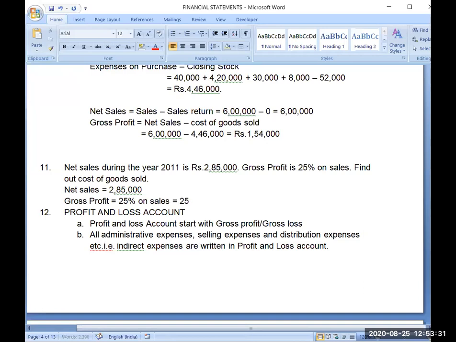So can we calculate it like this? 25 upon 100 multiplied by 2,85,000. So it will come how much? It will come 60 and 40, 10, 70,000, 420, yes, 70,000 and then 1250. 71,250. It should be this much.